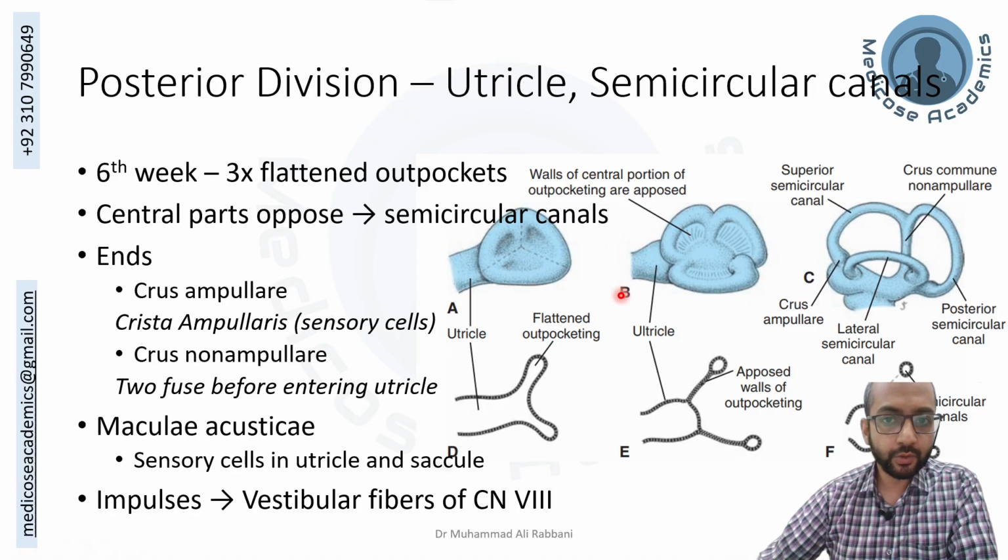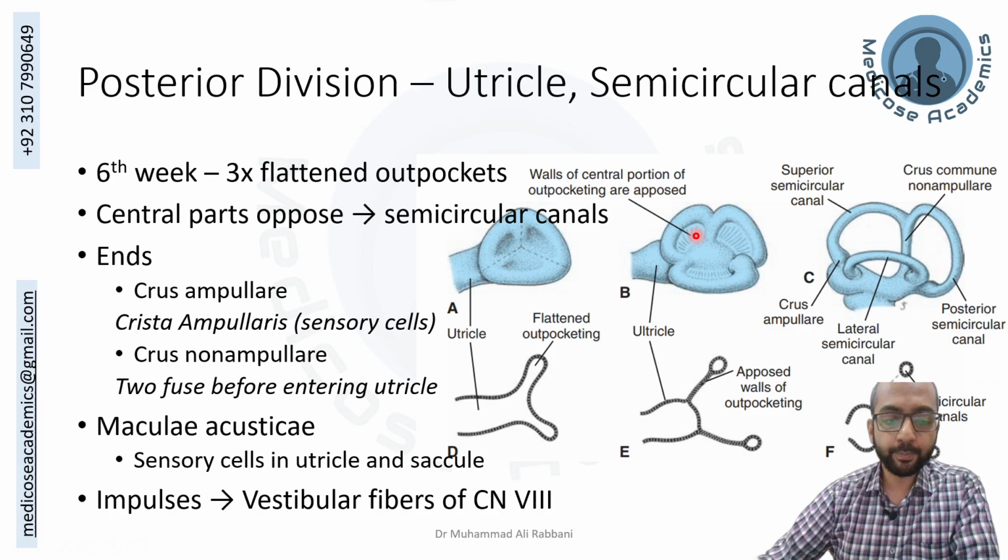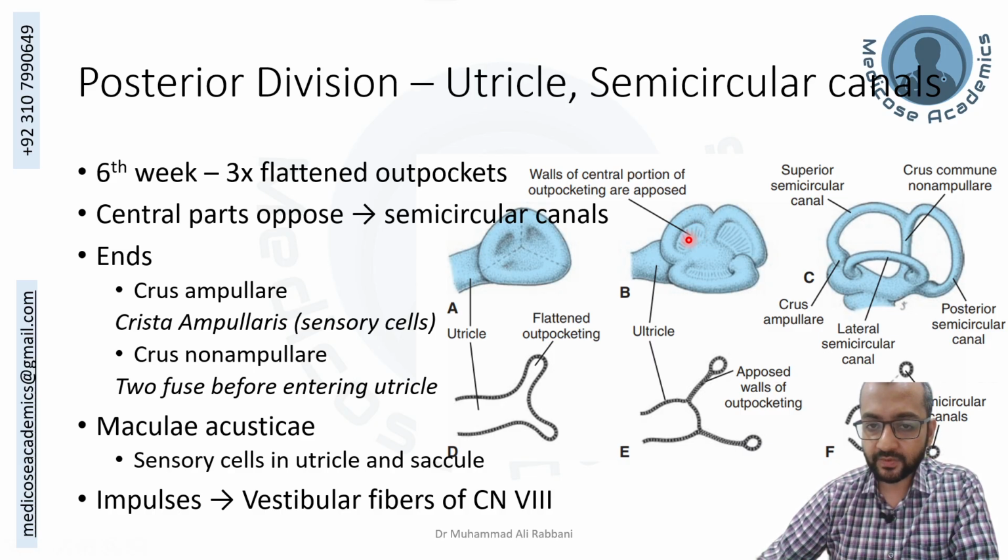Now let us move on to the utricular portion. It starts again in the 6th week, and in the 6th week the flat outpouchings, roughly at 90 degrees to one another, start to develop. As these outpouchings grow, the part near the periphery remains open, patent, and in the center the walls oppose one another, obliterate the cavity between them, and ultimately get absorbed. The part in the periphery becomes the canal. So this becomes the semicircular canals.